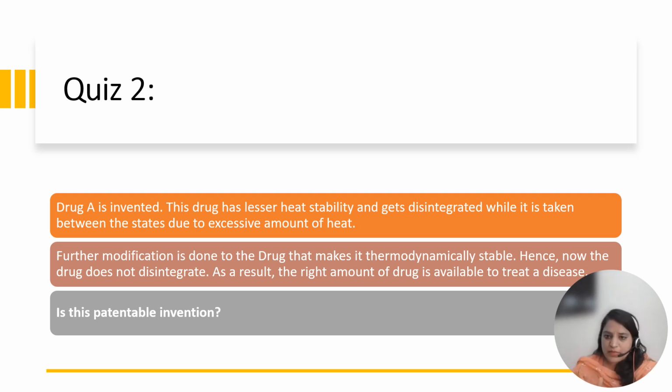Now he gets a patent for it, and after a few years, he makes some modifications in the drug, and this new form of the existing product becomes more thermodynamically stable. Hence now the drug does not disintegrate if it is taken from a colder region to, let's say, a very high temperature region. And therefore this is now much better and easier for the drug to be carried or transported from one place to another. So this is a very useful invention. The question is: is this patentable, or will it attract objections under Section 3D of the Patent Act?